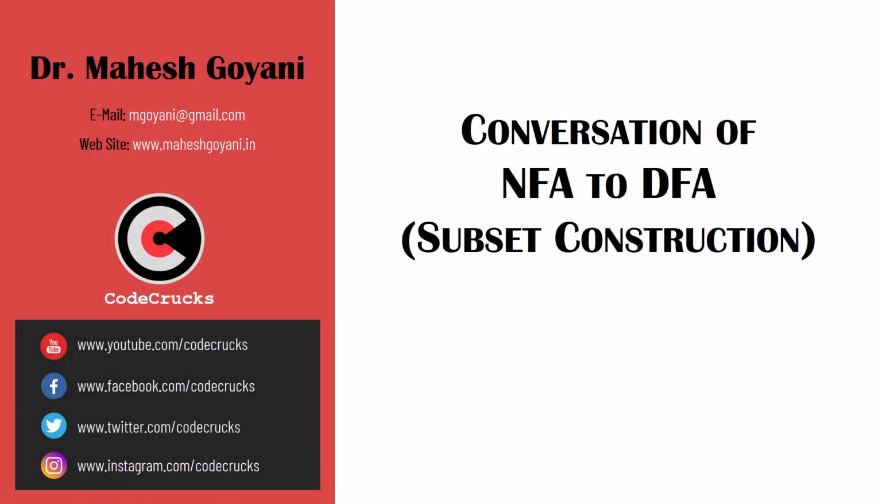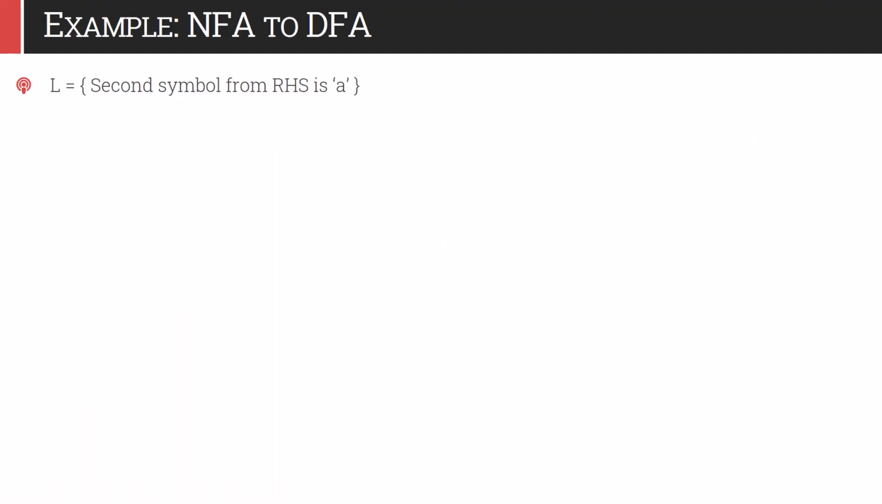In this video, we will consider another example for converting NFA into DFA. In previous video, we have already discussed why we need to convert NFA into DFA. Let us consider the example where the language contains all the set of strings in which the second symbol from the right hand side is small a. So the string is defined over alphabet {a, b} and the second last symbol should be a.